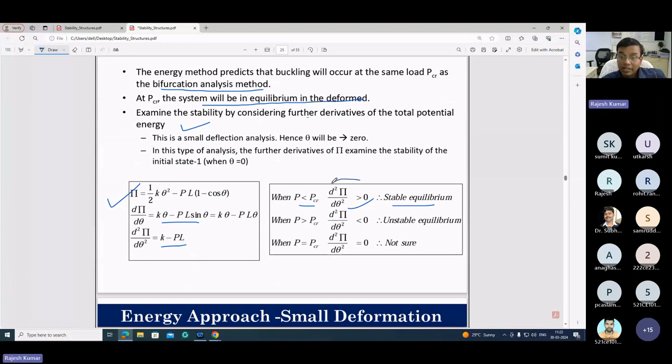ये तुम्हारा सेकेंड ऑर्डर डेरिवेटिव ग्रेटर देन 0 होगा. So that is your stable equilibrium. P greater than PCR, then the second order derivative is less than 0. This is unstable equilibrium. When P is exactly equal to PCR, तो second order derivative becomes 0 हो जाएगा substitute करने पर. So we cannot say whether exactly at PCR it is stable or unstable. Okay, that we need to check.